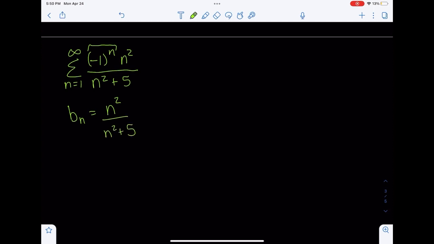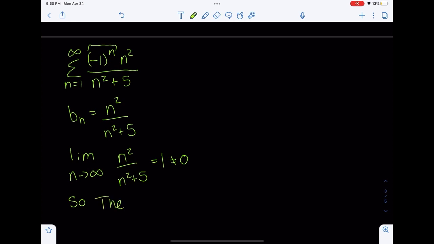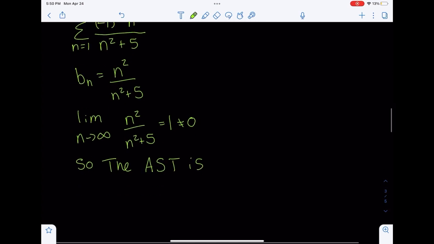Now that we've identified our b sub n, let's take the limit. So the limit as n approaches infinity of n squared over n squared plus 5 comes out to be 1. And since 1 is not equal to 0, this is inconclusive because of the alternating series test. Because if you remember, it has to meet all three requirements in order to be convergent by the alternating series test.